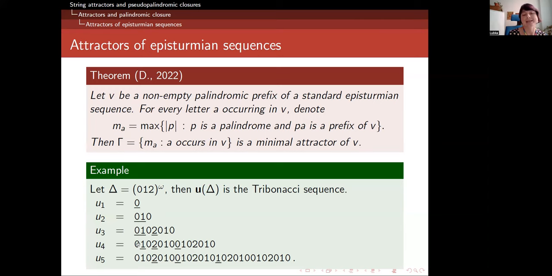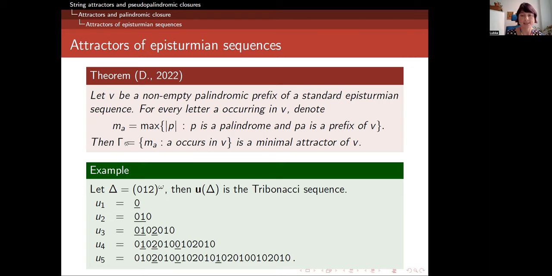And then again, what happens? I copy U4 and I write down a new letter from the directive sequence, which is 1 in this case. So 2 positions of the attractor will stay the same. These will be the positions corresponding to the longest palindromic prefix followed by 2 and followed by 0. And then there will be a new position, this one, etc. So it cyclically repeats since this sequence is periodic. So this is about palindromic prefixes of standard episturmian sequences.